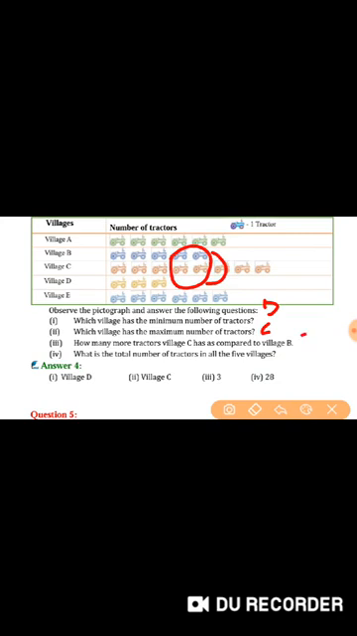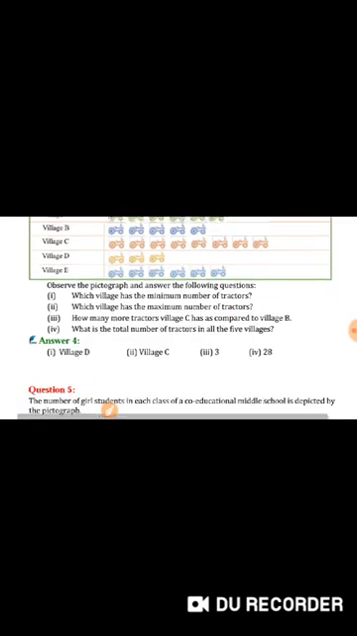Then what is the total number of tractors in the 5 villages? So count it all. How can we count it? You can do it like this. Here 6 are there, 5 are there, here 8 are there, 3 are there, here 6 are there. So the total number is 28, like that.